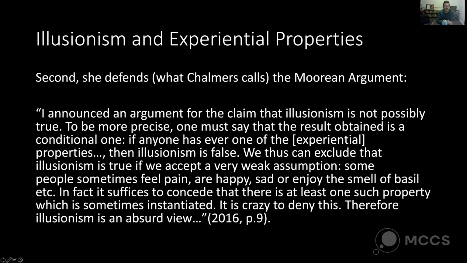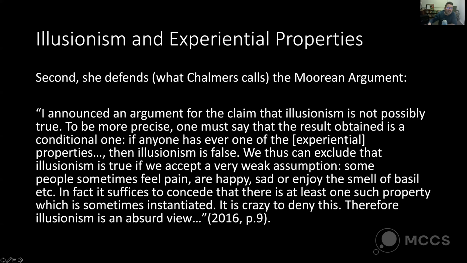So notice that she has the conditional: if anyone has ever one of the experiential properties, then illusionism is false. And she has the antecedent of that conditional, which she thinks of as a very weak assumption, namely, some people sometimes feel pain. That means, as she says, it suffices to concede that there is at least one such property. That is, people sometimes feel pain, and therefore, if people sometimes feel pain, then illusionism is false. And this, I think, is the main objection.